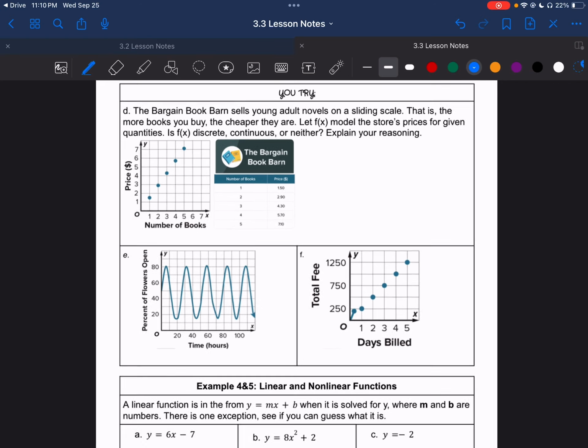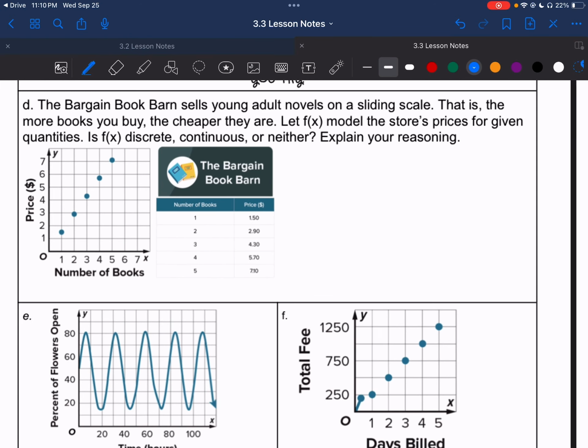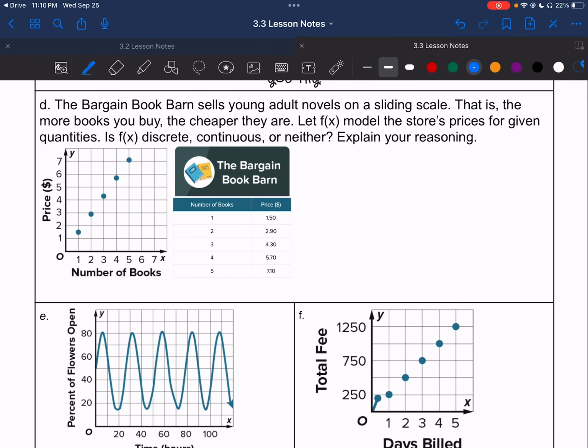On our next page, we have 3 you-try problems for you. I want you to do those and then come back and check your work against mine. So the Bargain Book Barn sells young adult novels on a sliding scale. That is, the more books you buy, the cheaper they are. Let f of x model the store's prices for given quantities. Is f of x discrete, continuous, or neither, and explain your reasoning.